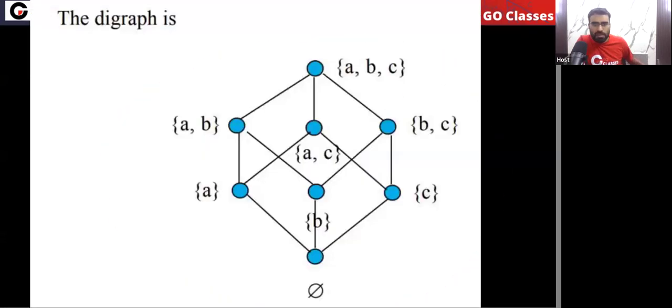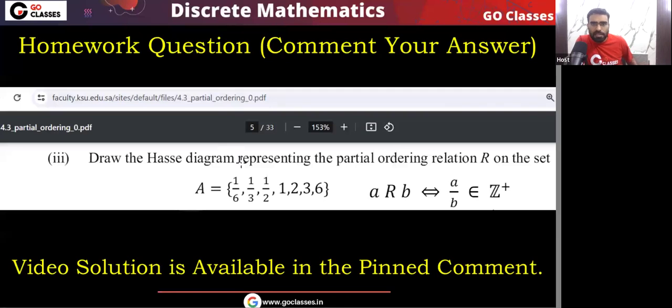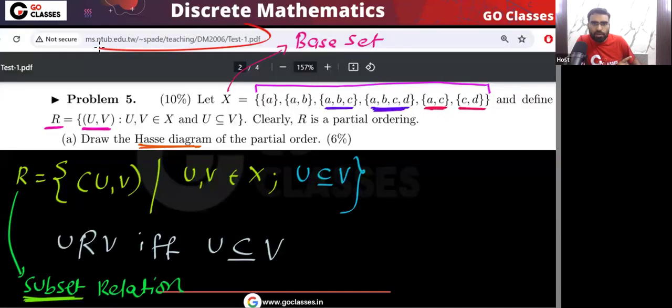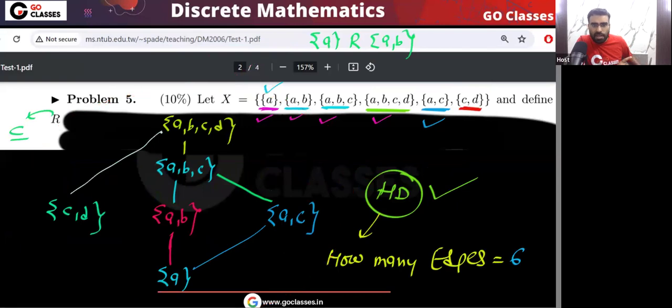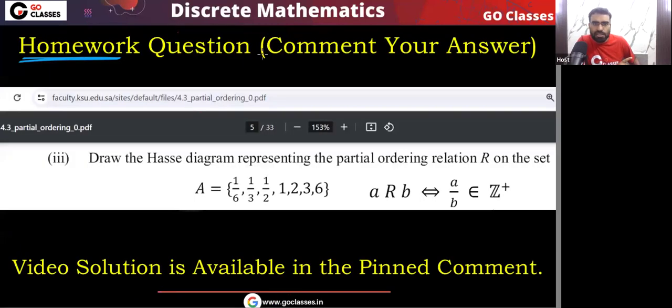You can do it. Next, this is another very interesting question I'm giving you as homework. One interesting question we have already seen, right? This was a beautiful question from this university. For this question, we have already created the hash diagram. Now I'm giving you another beautiful question as homework. This is a really good question. Understand this question and create the hash diagram.